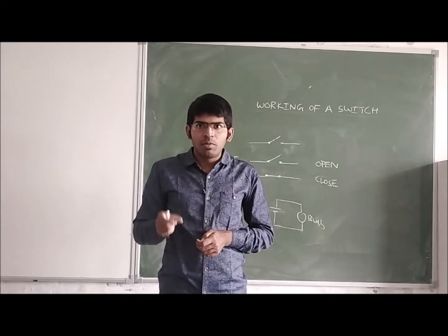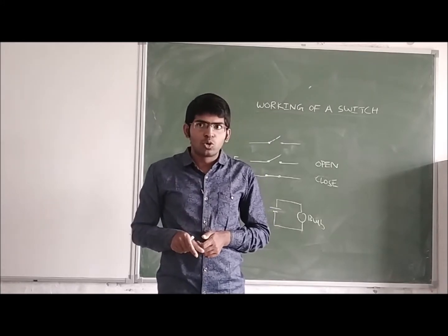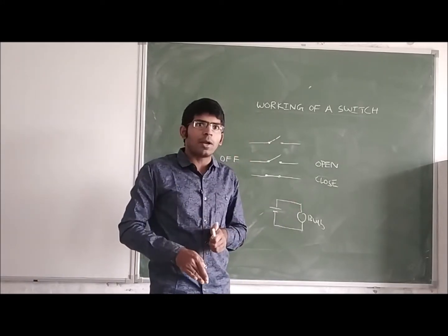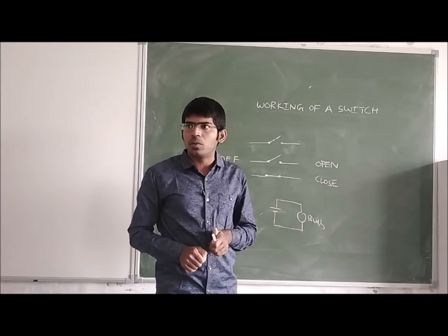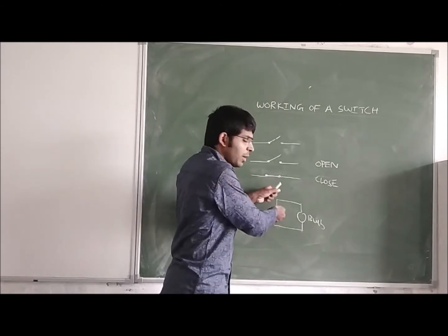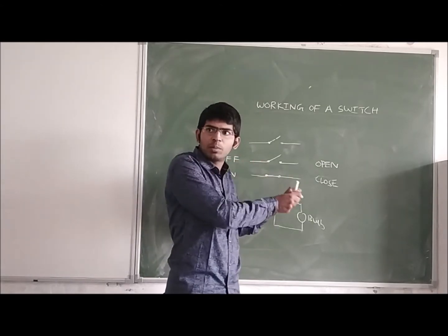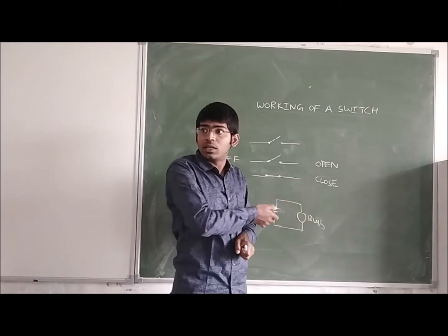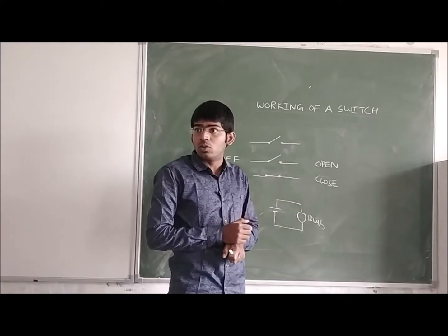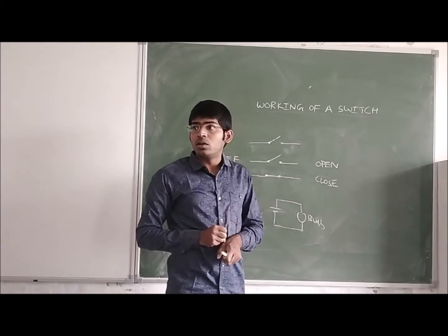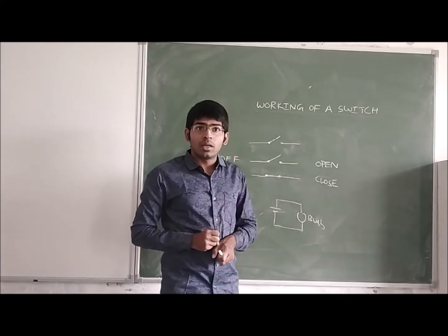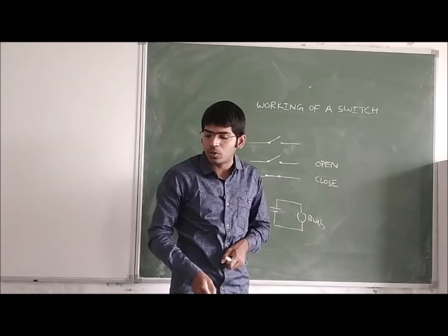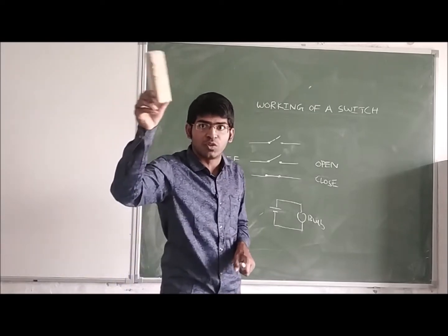At that time, we require a mechanism to give the supply to the bulb and to turn off or cut the supply to the bulb. We cannot simply remove and place the battery every time, or remove the bulb directly when it is in working condition. When current is flowing through the circuit, we cannot remove the bulb or the battery. We require a device which cuts the supply from the battery to the bulb. That device is called a switch.